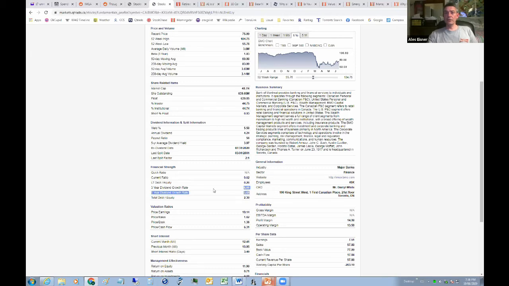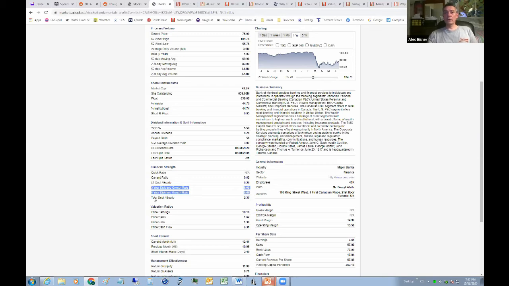What is good here is that they grow their dividend, which is one of the things you want to look for. Over 5 years, they're growing it at almost 6% per year, and over 3 years, they're growing it at over 6% a year. I wouldn't expect them to keep doing that with the current market environment and COVID and all that, but at least they're not cutting it.